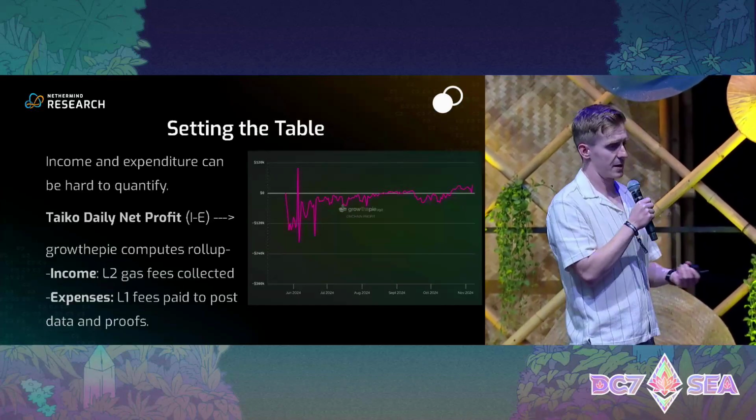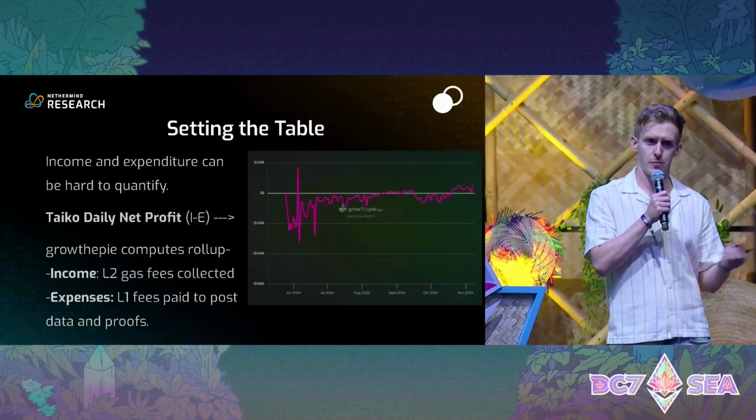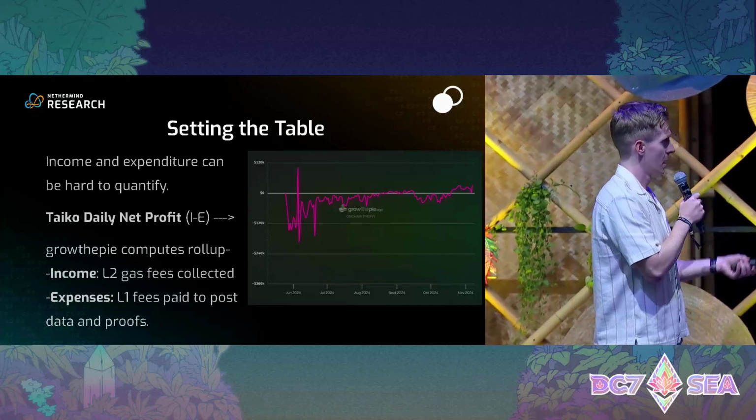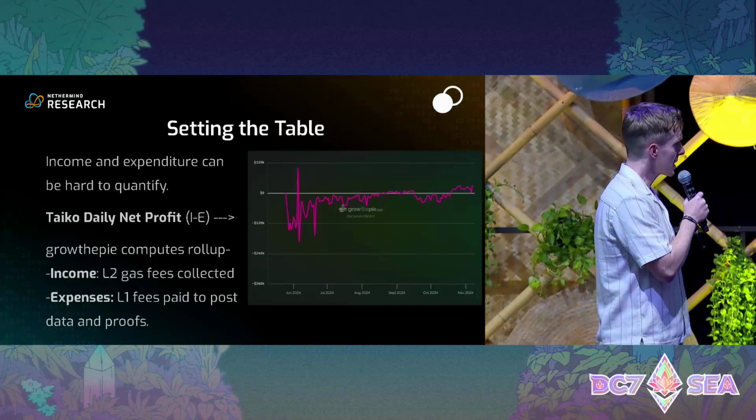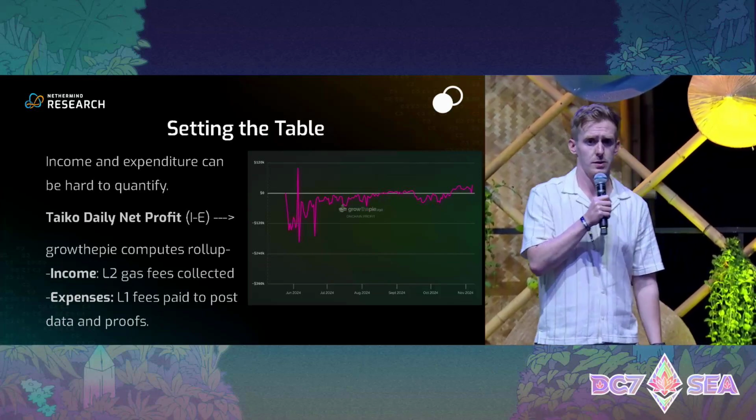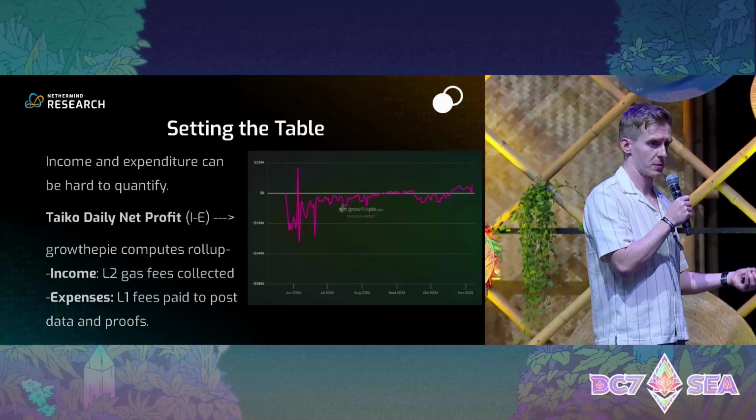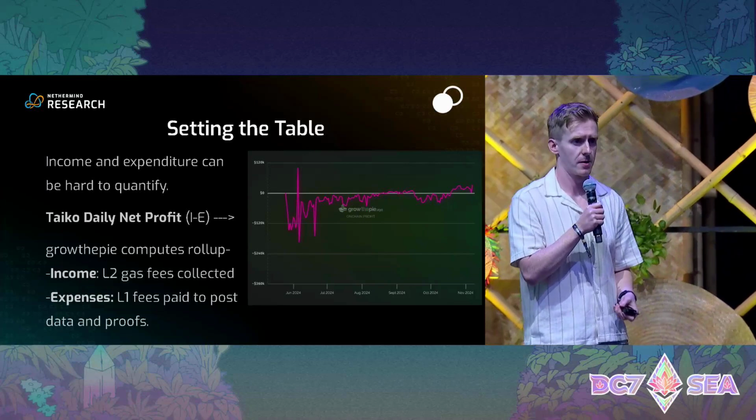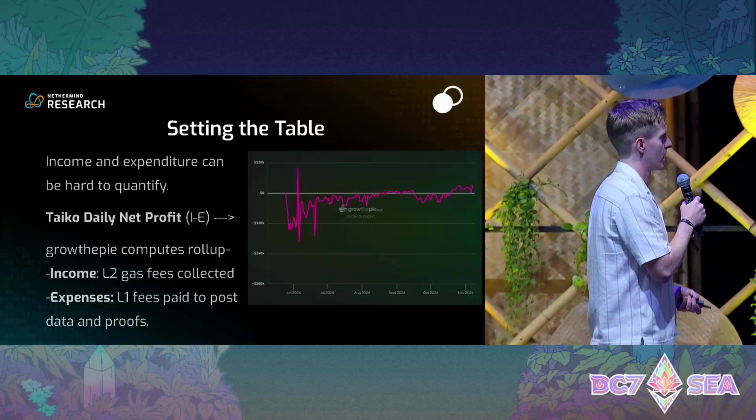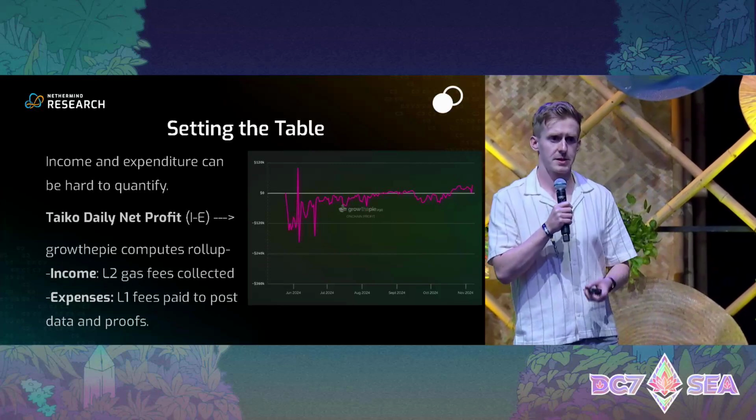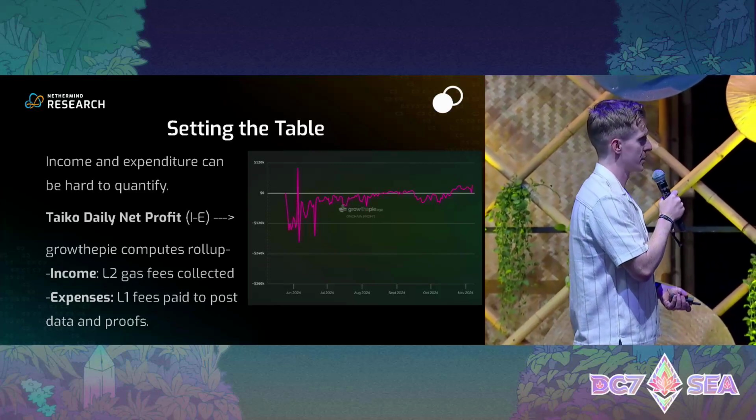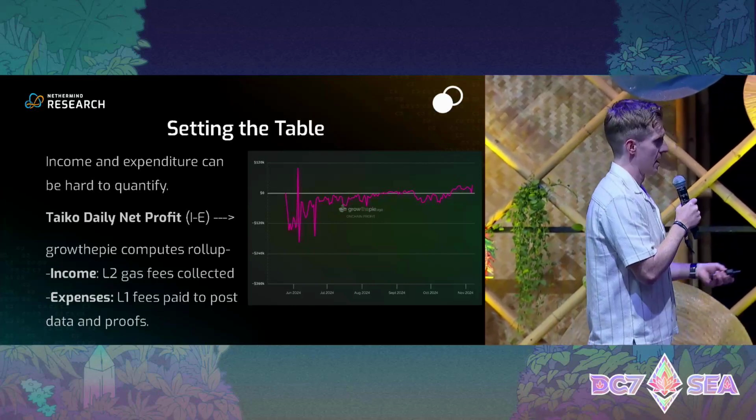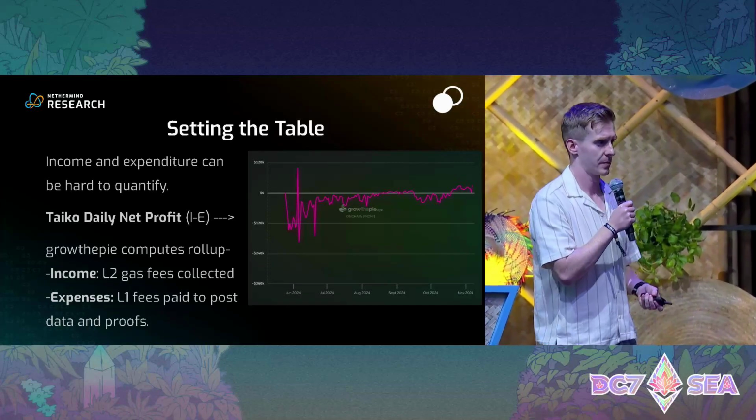Okay, so setting the table. Maybe one of the reasons why I got accepted today was because when I submitted this talk, we were around June or July, and we were in a situation where Taiko was losing money by posting blocks to L1, which people were focusing on, and people were getting really scared, like base rollups might not have a future, what's happening here? But there was a good reason for this. Taiko wanted to make sure that users were getting a reasonable UX, that they were getting updates every 12 seconds, because base rollups can only confirm blocks when they get posted to the L1.